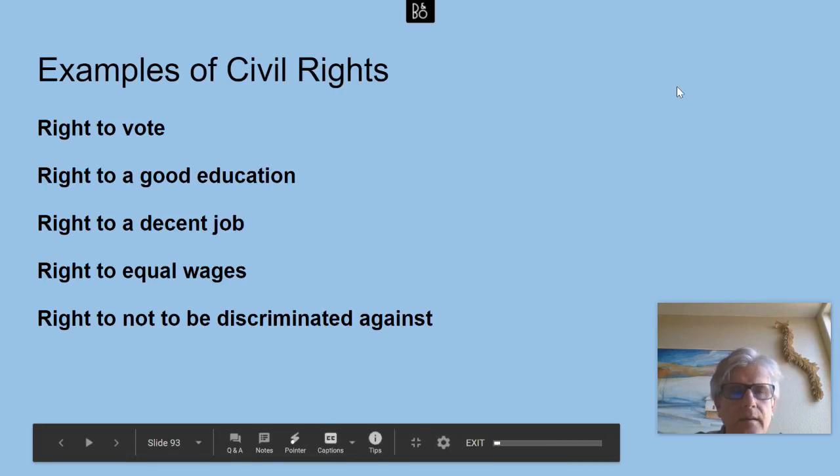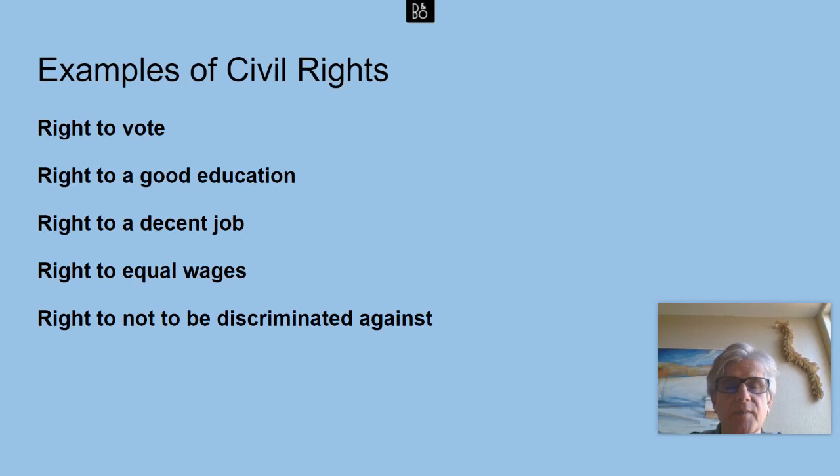Examples of civil rights: the right to vote, the right to a good education, the right to a decent job, the right to equal wages, the right not to be discriminated against. You can also add the right not to be lynched, the right not to be tied up to a fence, and the right not to be put behind a truck and dragged two miles.